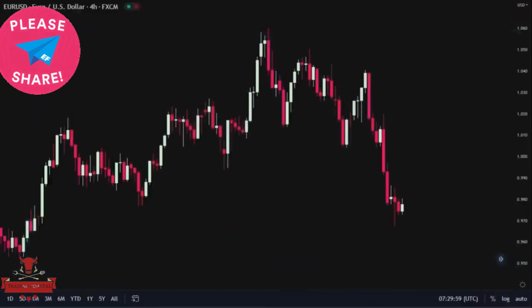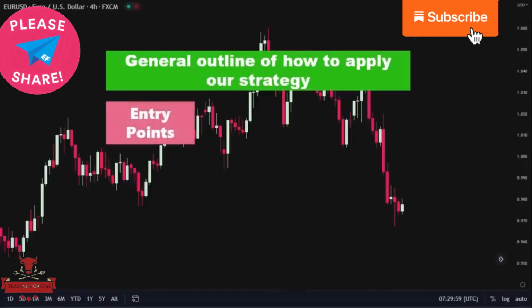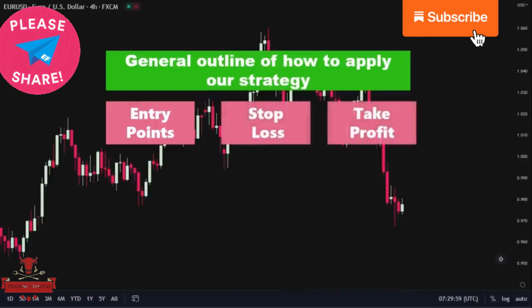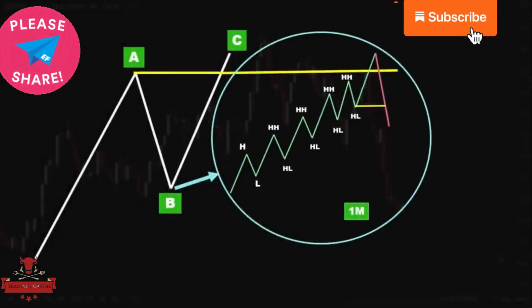Hence, we obtained a general outline of how to apply this strategy. But before trying these steps on the price chart, let's have a brief overview of the entry points and how to set up your stop loss and take profit margins in this trading strategy. So, let's start by explaining the entry method. As you can see, we have a valid change of character in the 1-minute time frame. So in the next step, we should spot fair value gaps near the current price.